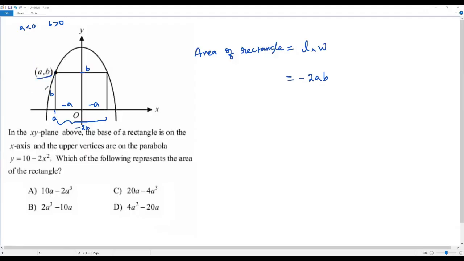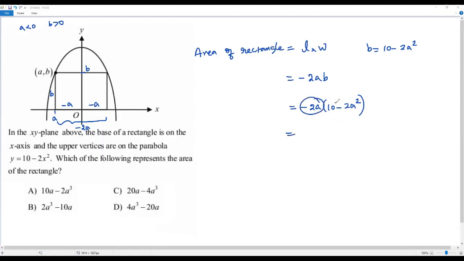Since we have this point on the parabola, we can plug in this x coordinate a for x and y coordinate b for y. Then I get b equals 10 minus 2a squared. When I plug in the point (a, b) into the equation of the parabola, I got b equals 10 minus 2a squared. Now we can plug in 10 minus 2a squared for b. Then I get negative 2a times (10 minus 2a squared). Now we can distribute this negative 2a to the 10 and the negative 2a squared.